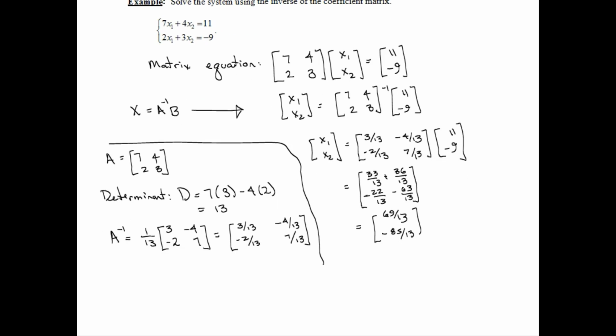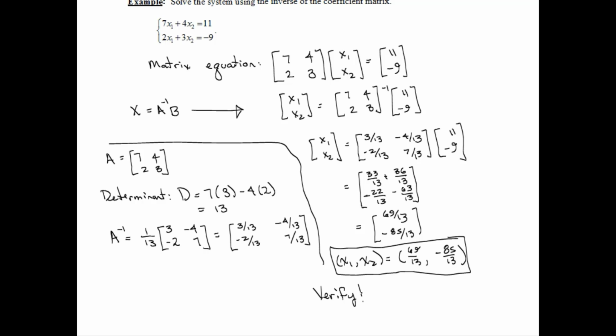Now we want to write our answer in the form that's dictated by the original problem. My original problem had variables x1, x2, no matrices in sight. So we are going to go ahead and write it as an ordered pair. x1, x2 is equal to 69/13, negative 85/13. Once again, just as if you had solved it some other way, you can check your solution by plugging these values into your original system and making sure that all of your equations are true.